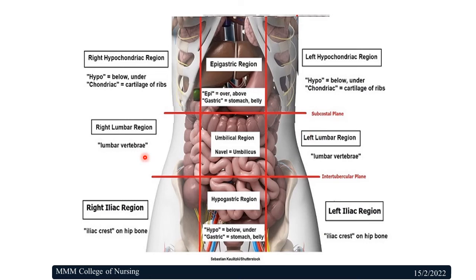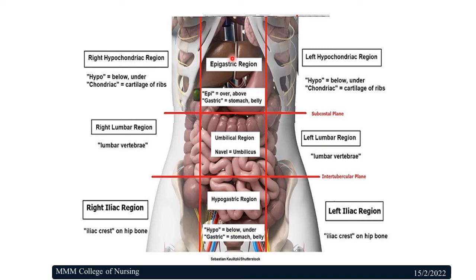The word lumbar refers to the vertebrae in the lower back. So they are the bones that are nearest to the lumbar region. So that's how this particular area gets its name. The third column on the right and left shows the iliac region, and the top of the hip bone is called the iliac crest. And so this is the bone that is closest to the iliac region. Thereby we have completed the right and the left columns.